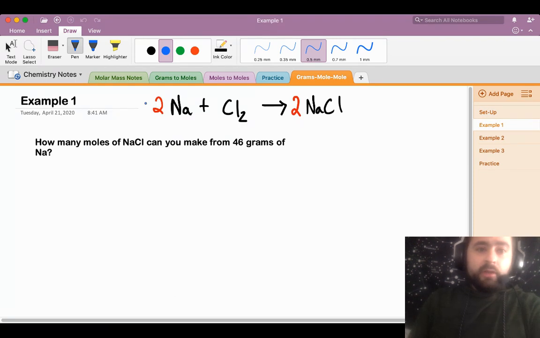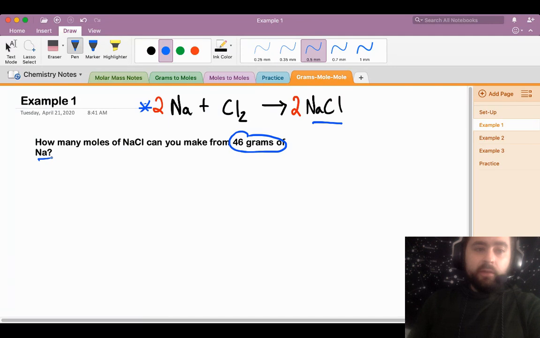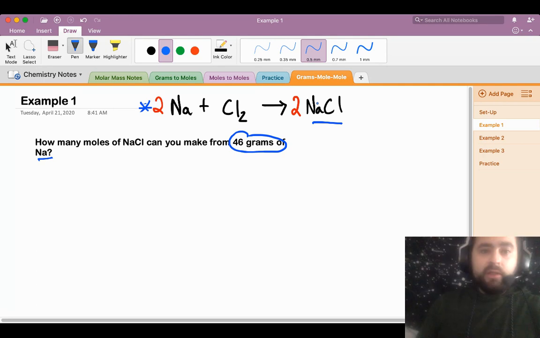So using this equation, the one for salt, how many moles of NaCl, so how many moles of this, can you make from 46 grams of Na? So if I have 46 grams of this, how many moles of this can I make? So let's go ahead and set this one up.